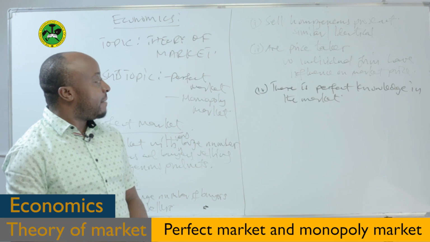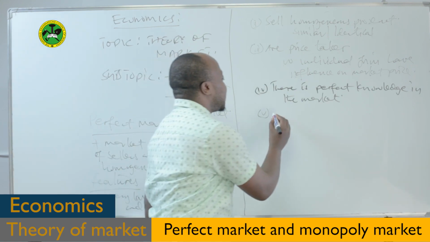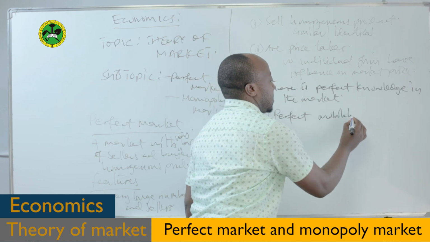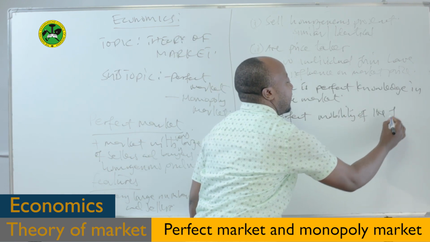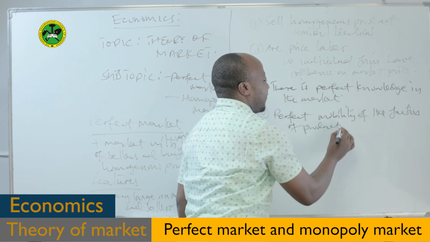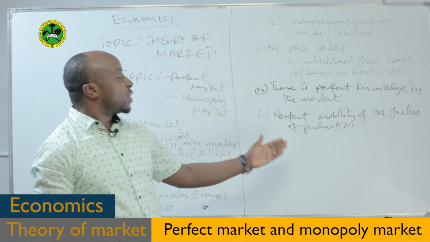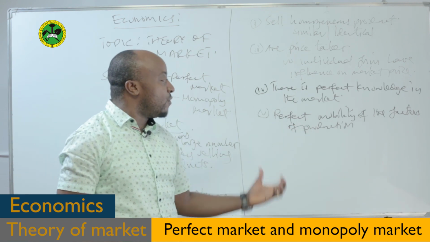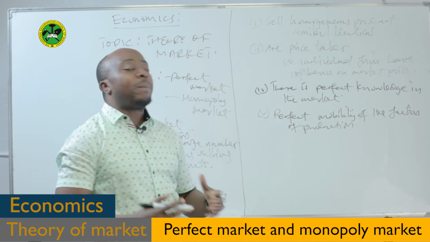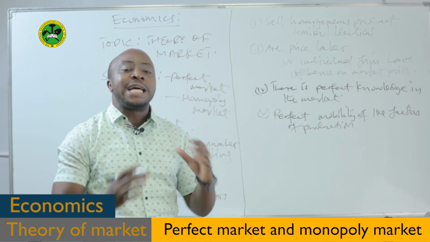This is number 4. Then we have characteristic number 5, which is perfect mobility of the factors of production. Perfect mobility of the factors of production. When we say perfect mobility, it means factors of production can perfectly move from one industry to another, from one production to another, or from one occupation to another. And perfect mobility means a mobility which does not have barriers completely.